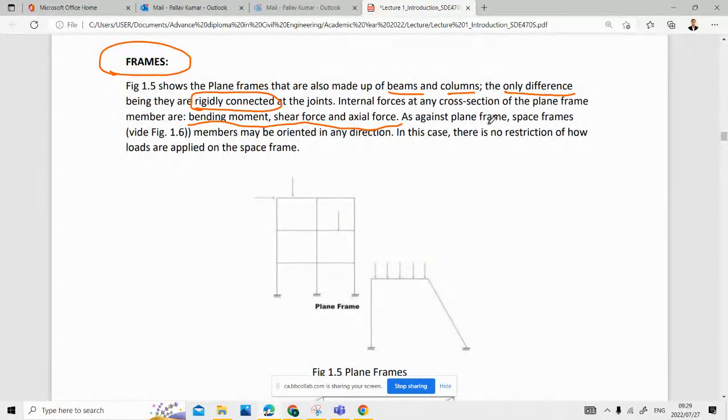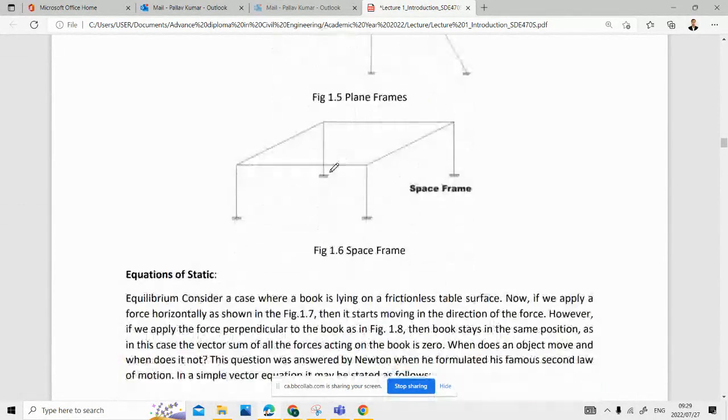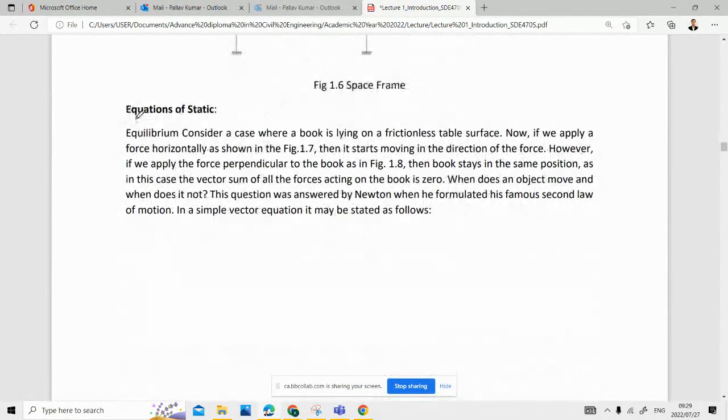As against plane frame, space frames members may be oriented in any direction. In this case, there is no restriction of how loads are applied on the space frame, right? So these are some examples of space frames. Now equation of statics. You all know what is equation of statics.